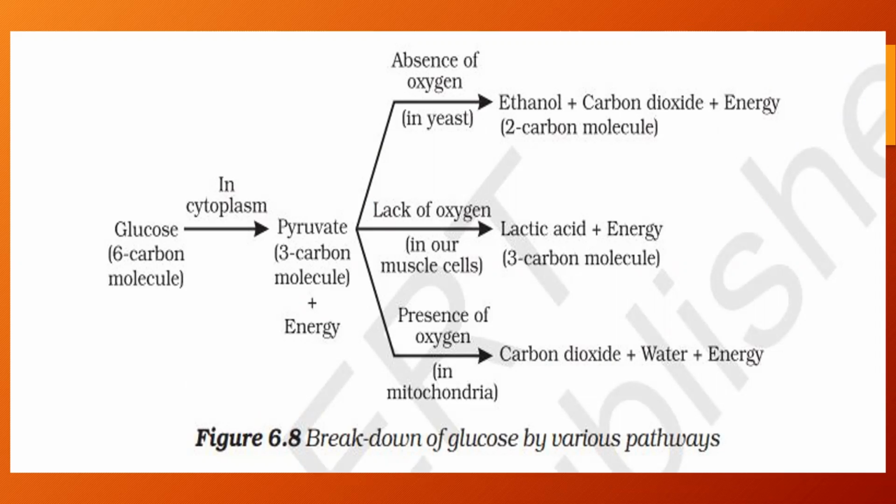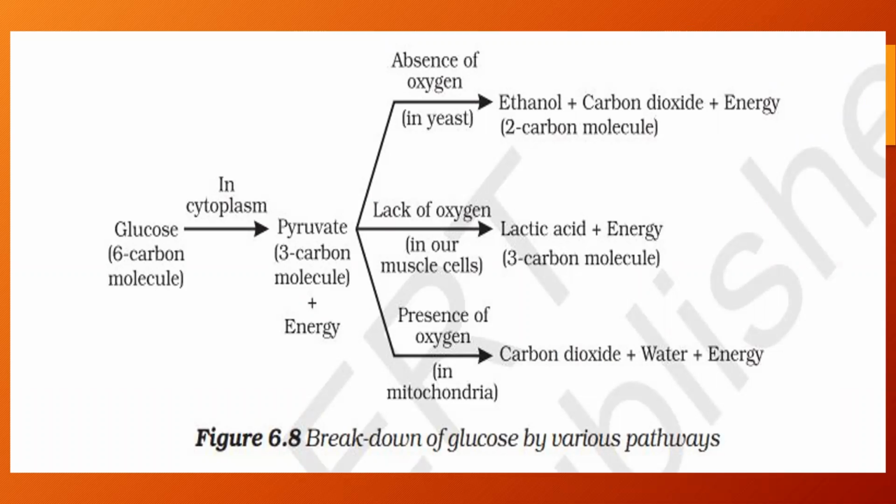And this glucose here in the cytoplasm is broken down into a much simpler compound known as pyruvate, along with releasing a little bit of energy. It's nothing but two ATPs released here, not much, but some amount of energy is released. And pyruvate here is a three carbon molecule.